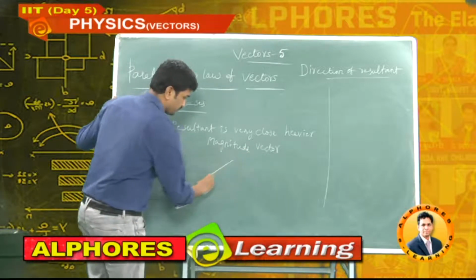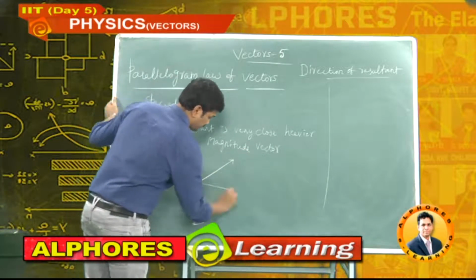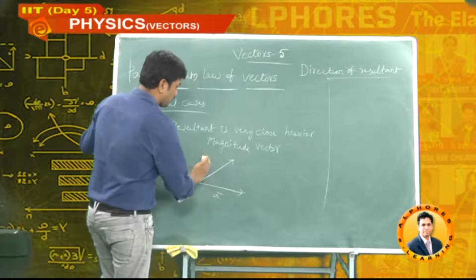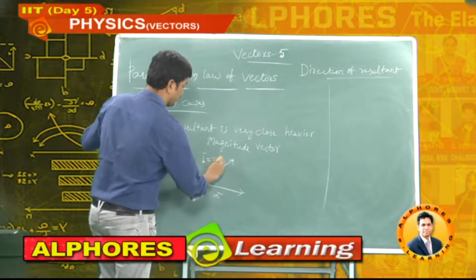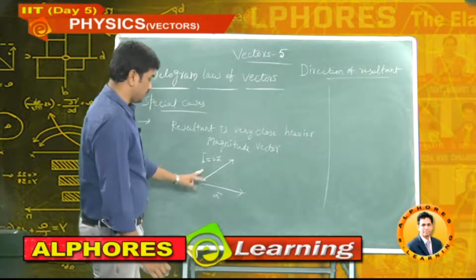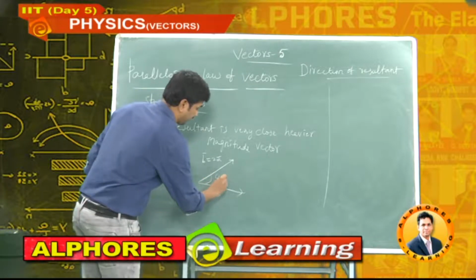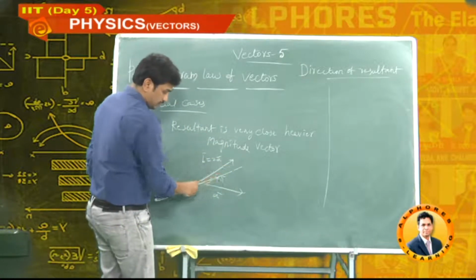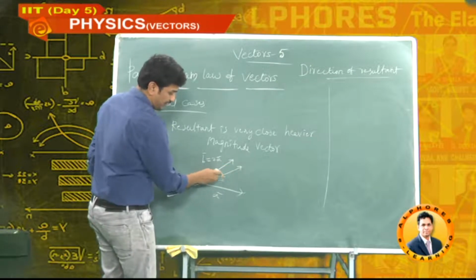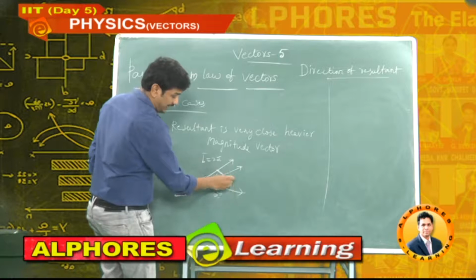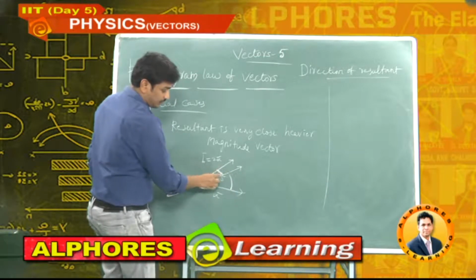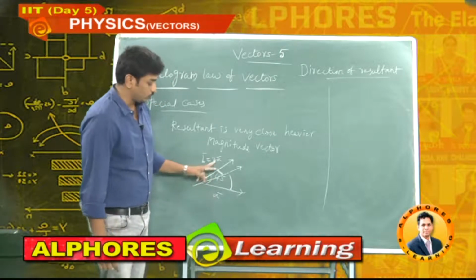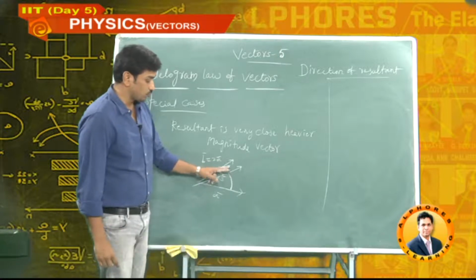Suppose vectors A bar and B bar, where B bar is equal to 2A bar, and the angle is 45. Now according to this statement, the resultant is very close to this. When the angle is small, it is very close. When the angle is big, it is very far. The resultant is close to the 2A bar vector because it has the heavier magnitude. Resultant is close to the bigger one.